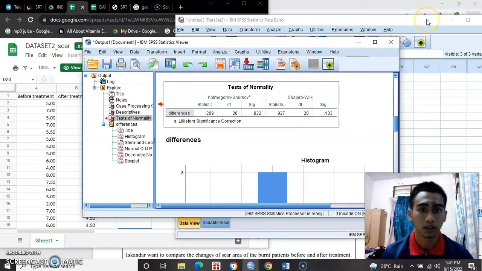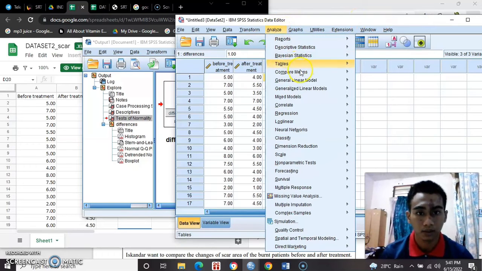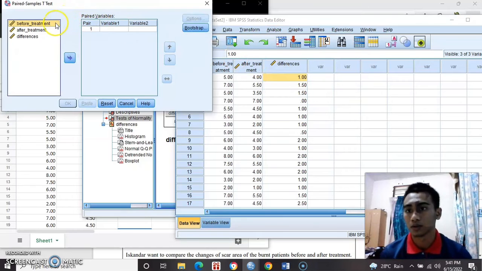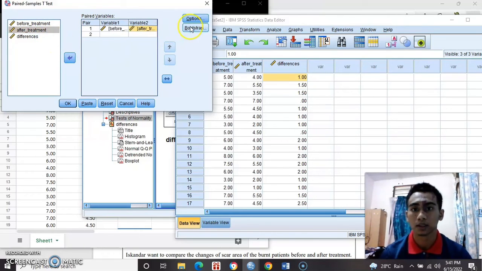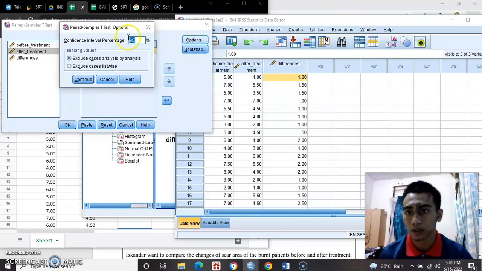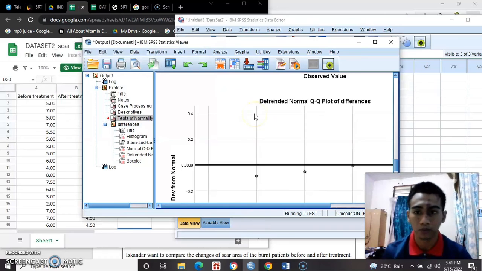So next we go to how to see the data of the paired t-test. We go to analyze, we go to compare means, and we click on paired samples t-test. Right, so first, in variable 1, we put the before treatment, and in variable 2, we put the after treatment. So we go to options, and the percentage is 95%, we continue, and we click OK. So we wait for the output.